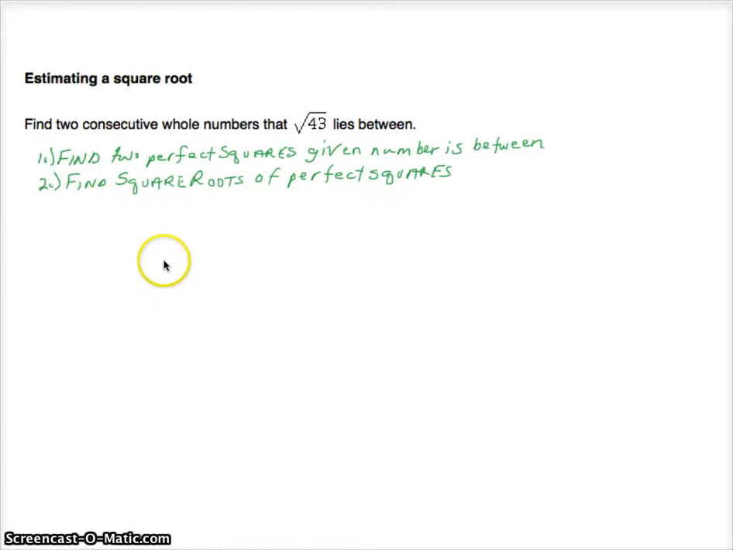And let's look at a number line here. You don't have to put this number line down, but if I look at a number line and I look at 43, it's going to be between two perfect squares. Every square root is between two perfect squares. So let's look at 43. We need to think what numbers times themselves get us close to 43.